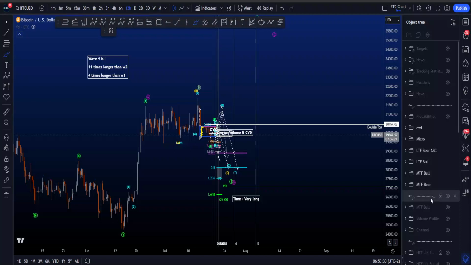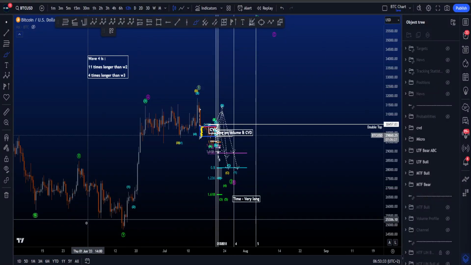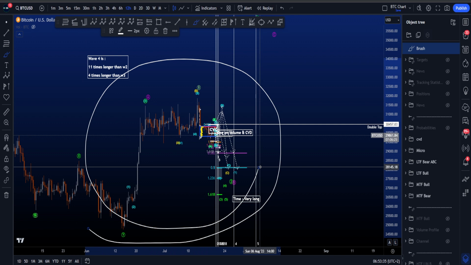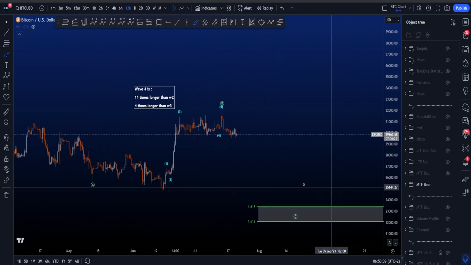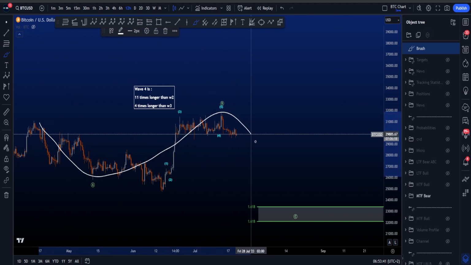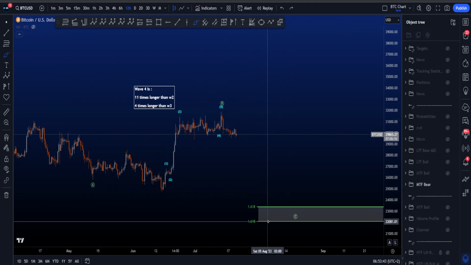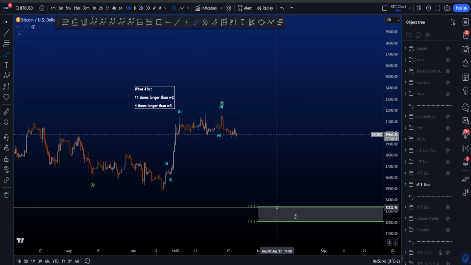Hi everyone, let's go over my medium time frame, low time frame and micro bullish and bearish Elliott Wave scenarios on Bitcoin. Starting with the medium time frame bearish scenario, where we are looking for an expanding flat in a wave A, B and then a wave C to the downside, where the most common target area for wave C is between 23.4k and 22.1k.